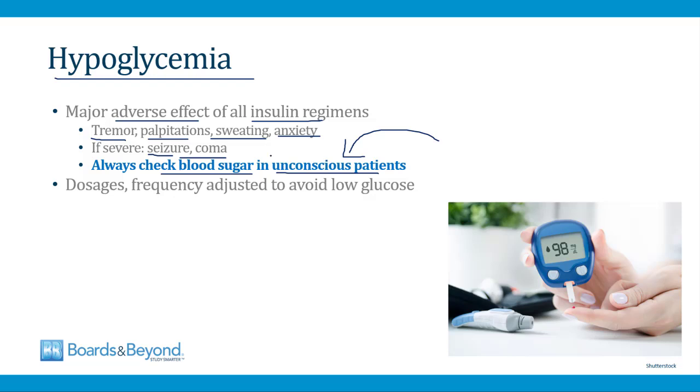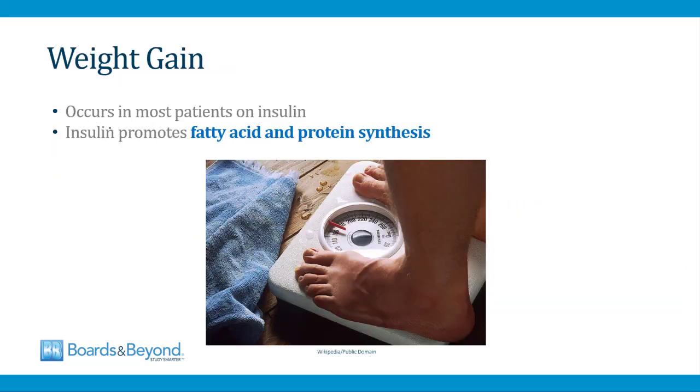And in clinical practice, when patients develop episodes of hypoglycemia, they're often instructed to drink some juice or consume some type of sugar, and then the dosages and the frequency of their insulin regimen are adjusted to avoid episodes of low glucose. Another adverse effect of insulin treatment for diabetes is weight gain. This occurs in most patients who take insulin for diabetes therapy, and that's because insulin promotes fatty acid and protein synthesis, and so patients tend to gain weight when they are taking insulin for treatment of their diabetes.